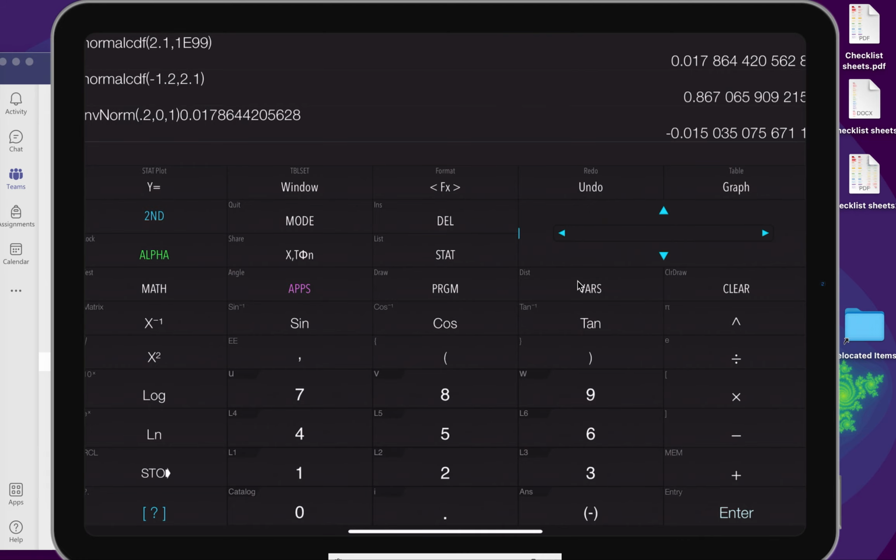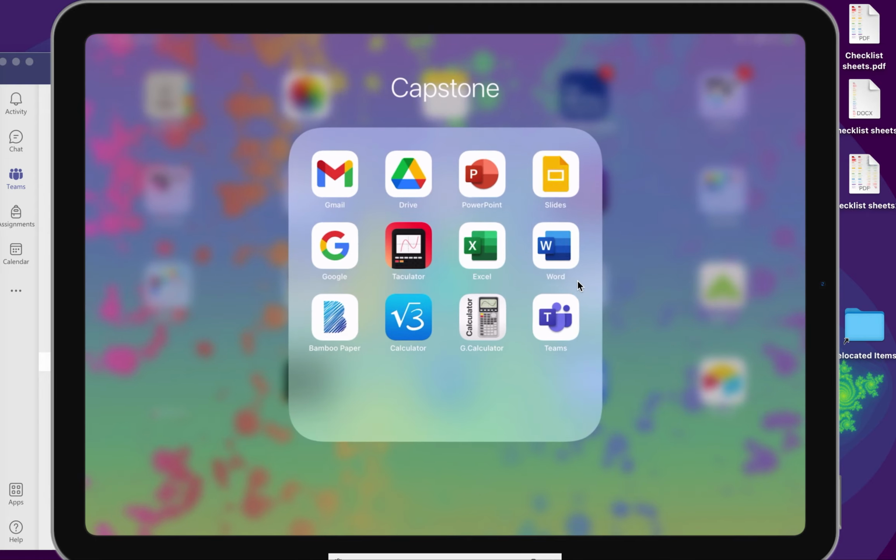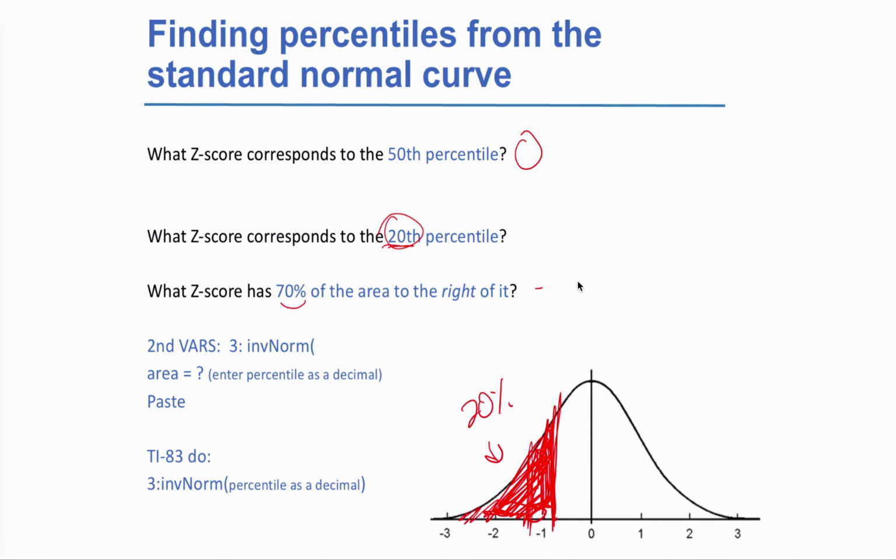What happened there? Sorry, let me try that again. 0.2, 0.1. I accidentally hit something, I think. There we go. I was like, that didn't seem right. Right, so this gives me the z-score that corresponds to the lower 20% of the data, negative 0.84, which is between 0 and negative 1, which is what I told you it was going to be. Right, so that would correspond to this right here.